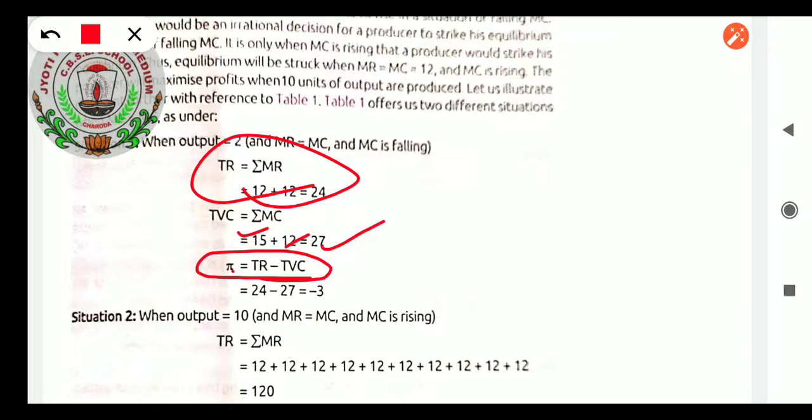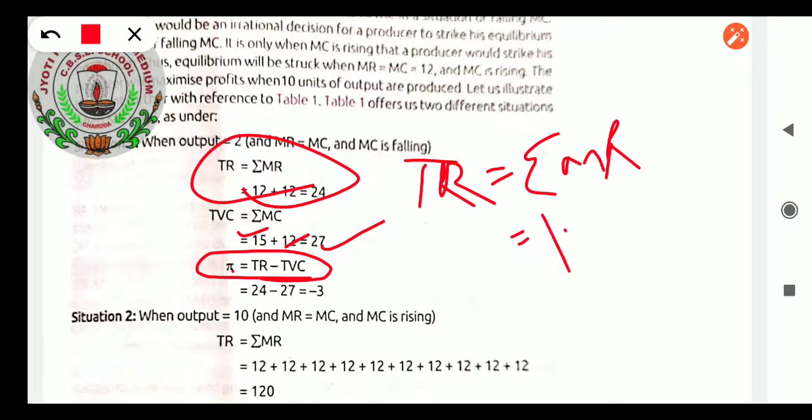When output equals 10, that is, the 10th unit, we apply the same formula with MR and MC. TR equals the sum of MR. Total marginal revenue was constant through 10 units, so we add 12 ten times. 10 times 12, we get 120. That is the sum of MR.